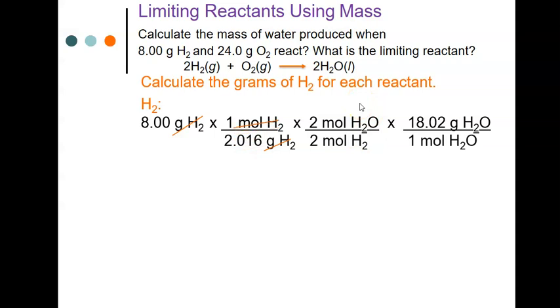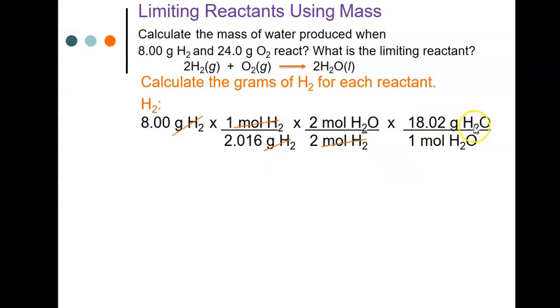So mole of hydrogen will cancel mole of hydrogen. Then you have mole of water here. You must always have mole of water. And anytime you're looking for mass, it's always 1 mole, either at the top or at the bottom. Remember here, you're looking for 1 mole of hydrogen. That is how you got 2.016 grams, because remember, hydrogen is diatomic. It's always 1 mole. And here you're also looking for the mass of water, which is 18.02.